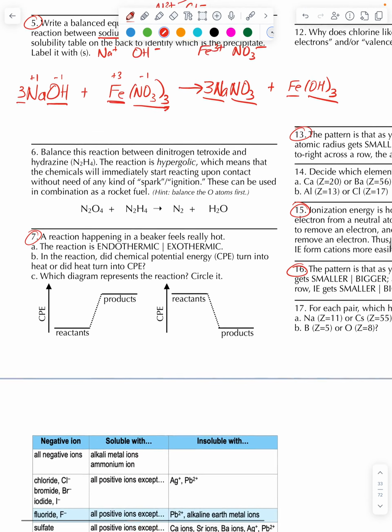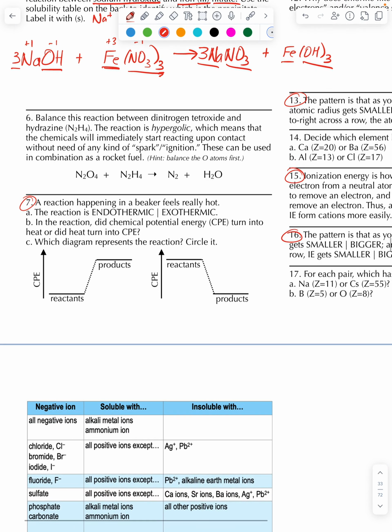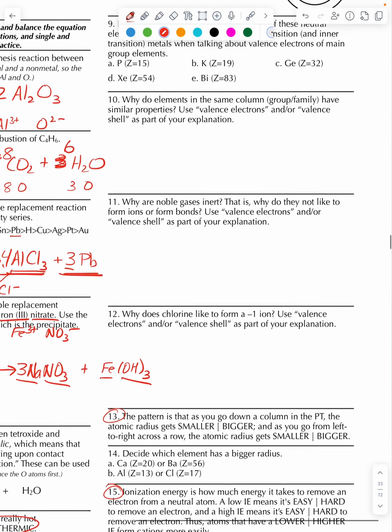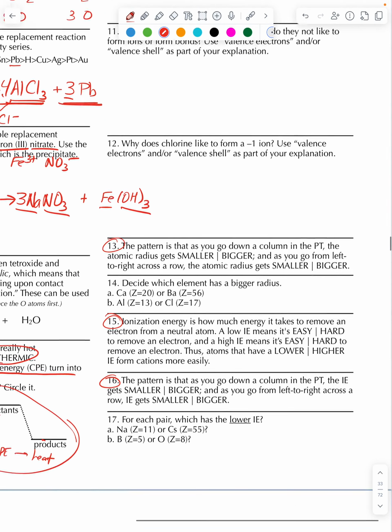Let's do one more of these. Thermodynamics. Again, believe me, sophomore chemistry, you're going to go into this for weeks and weeks. So I do a reaction, and it feels really hot. That sounds like an exothermic reaction. What happened? That must mean that CPE is turning into heat. The reactants had more CPE, and the CPE turned into heat. We lost some CPE when it turned into the products. Okay, enough said there.